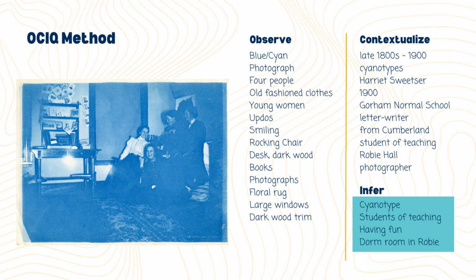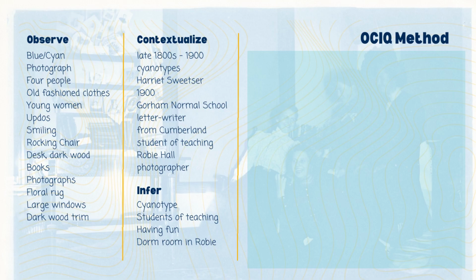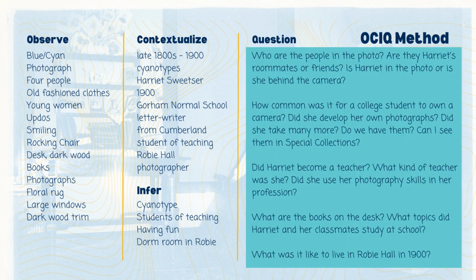I infer that this is a dorm room in Roby Hall because I know that's where Harriet lived and because the photographs make it feel homey and like a kind of personal space. Okay, now that I've made observations, gathered context, and made some inferences, I'm ready to ask questions. Are you ready? Who are the people in the photograph?